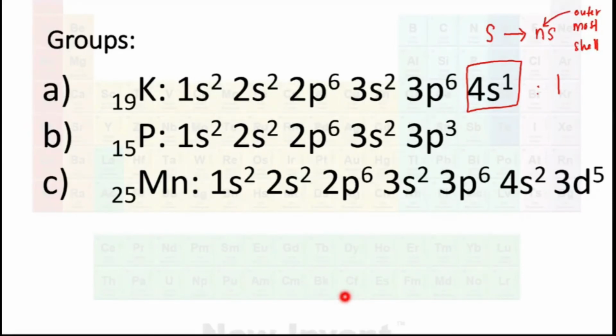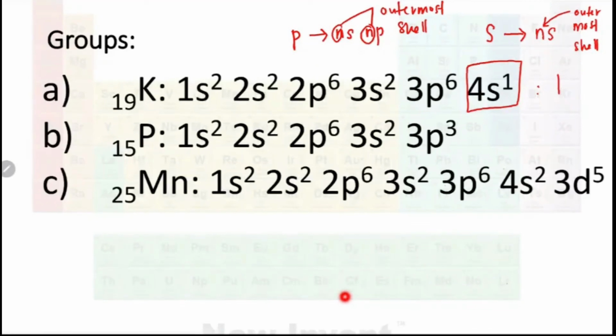Okay, now try phosphorus. Phosphorus, we said earlier, is in the p block. We know that for the p block, the valence electrons are in the s orbital and np. So n here is the outermost shell. What is the outermost shell in phosphorus? 3. So 3p.